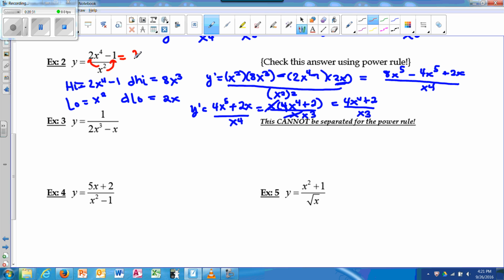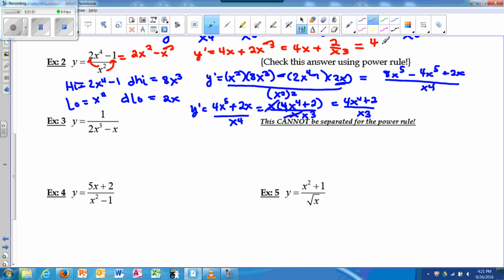Now this problem might have been easier to do without the quotient rule because I could have divided this in and had 2x squared minus x to the negative 2. That derivative would have been 4x plus 2x to the negative 3, but it wouldn't have had a common denominator.